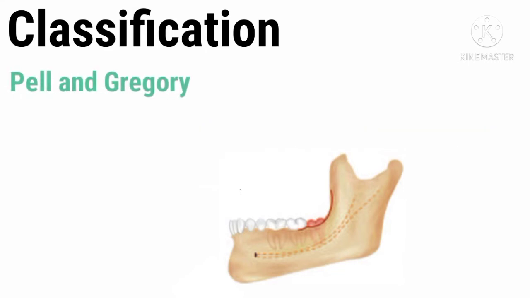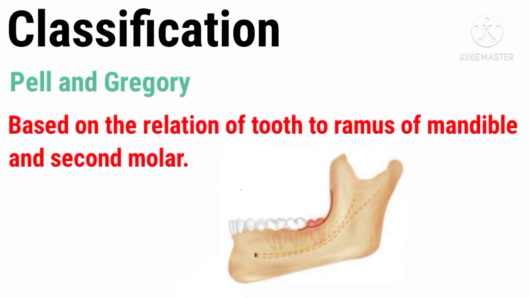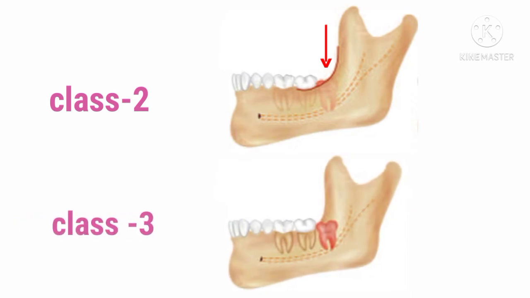According to Pell and Gregory, based on the relation of the tooth to the ramus of the mandible and the second molar, it is classified into class 1, class 2 and class 3. In class 1, there is sufficient space between the ramus of the mandible and the distal surface of the second molar to accommodate the mesiodistal diameter of the crown of the third molar. It is said to be class 2 when the space is less than the mesiodistal diameter of the crown of the third molar, and class 3 when the third molar is located within the ramus.